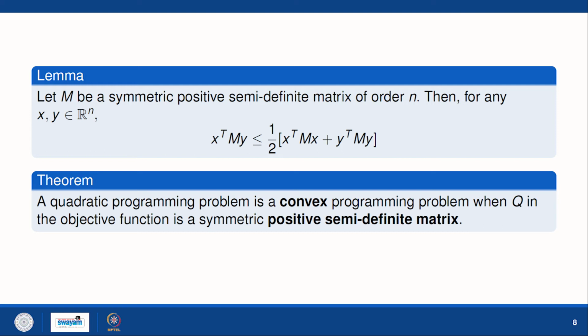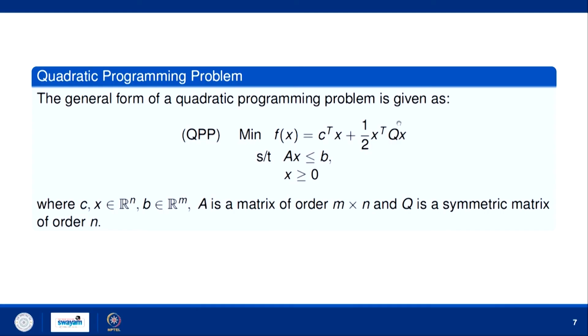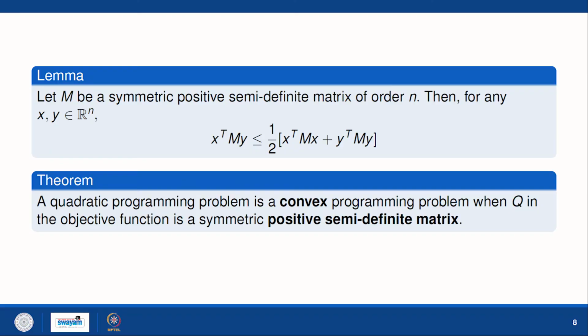Now, this result is required to prove the next result. The next result is: a quadratic programming problem is a convex programming problem if Q in the objective function is a positive semi-definite matrix. If this Q here is a positive semi-definite matrix, then this problem QPP will be a convex programming problem. So, how can we show this result?